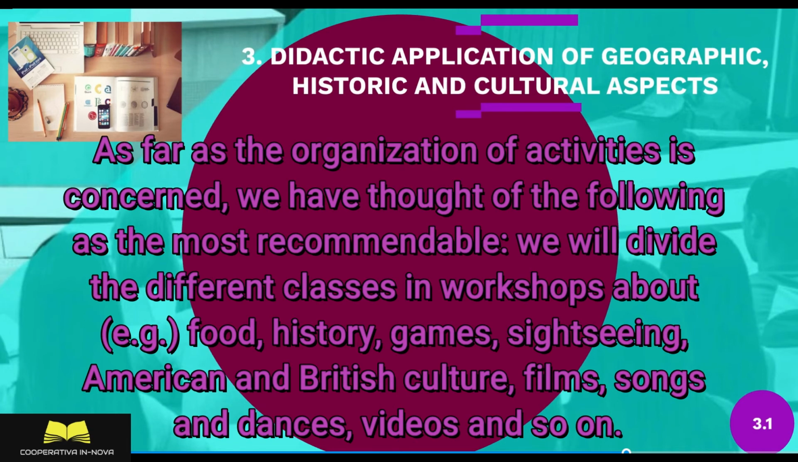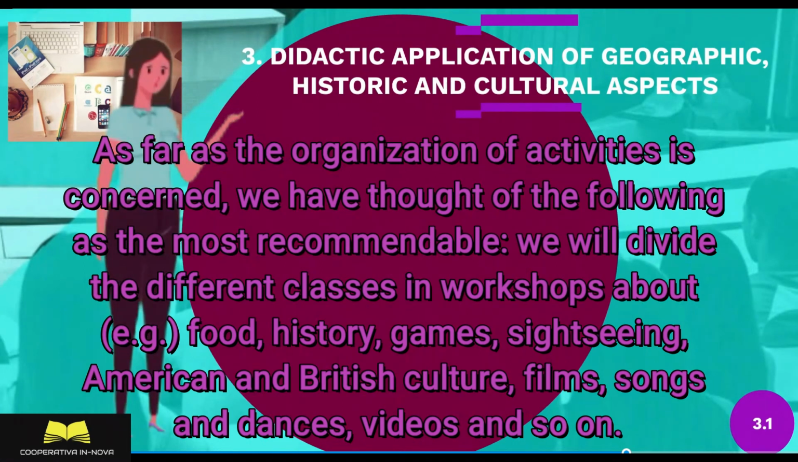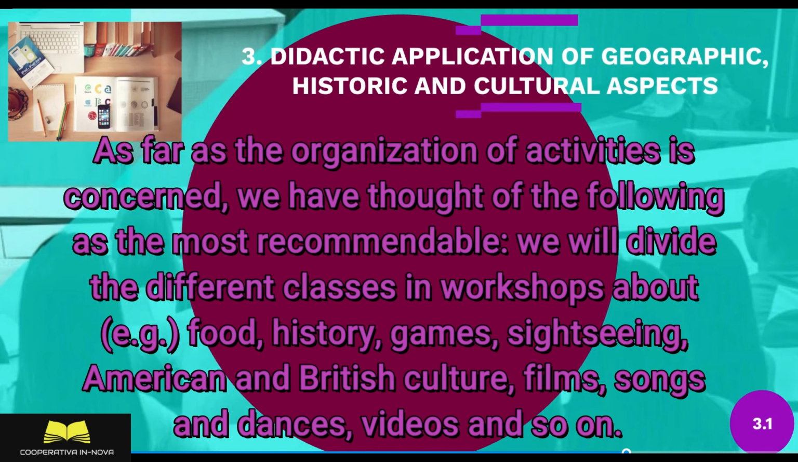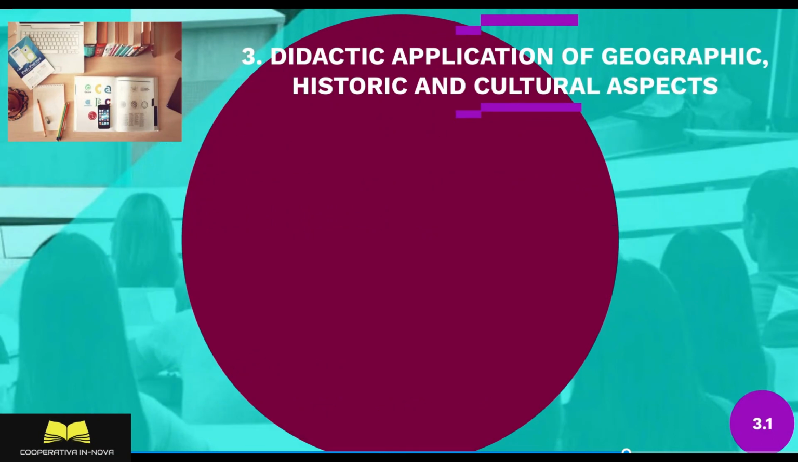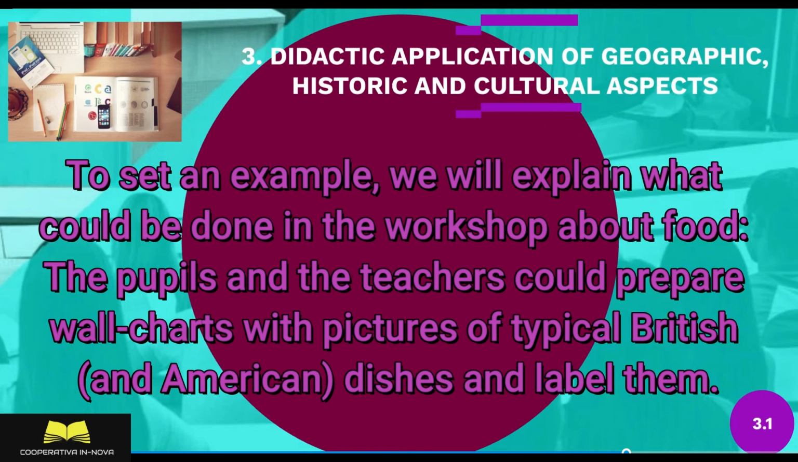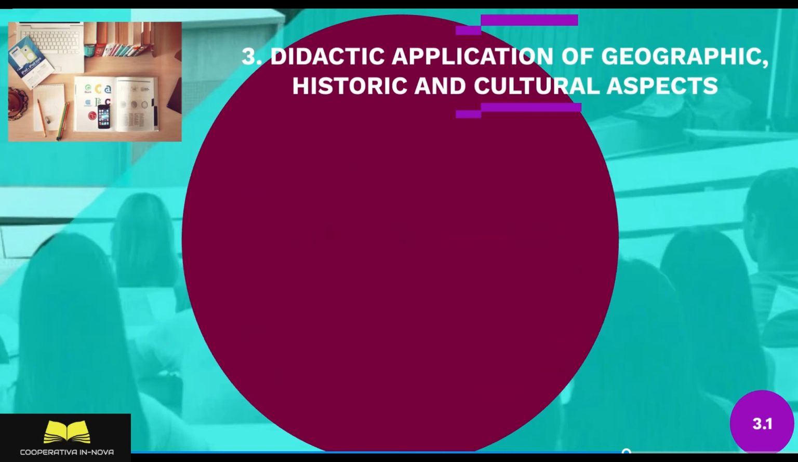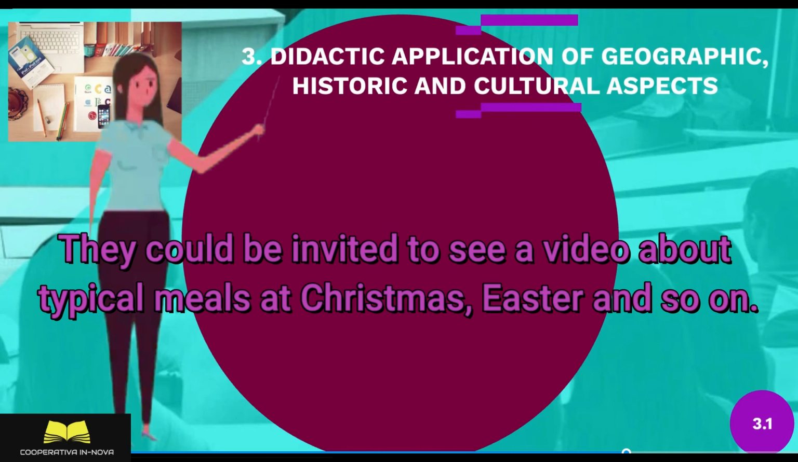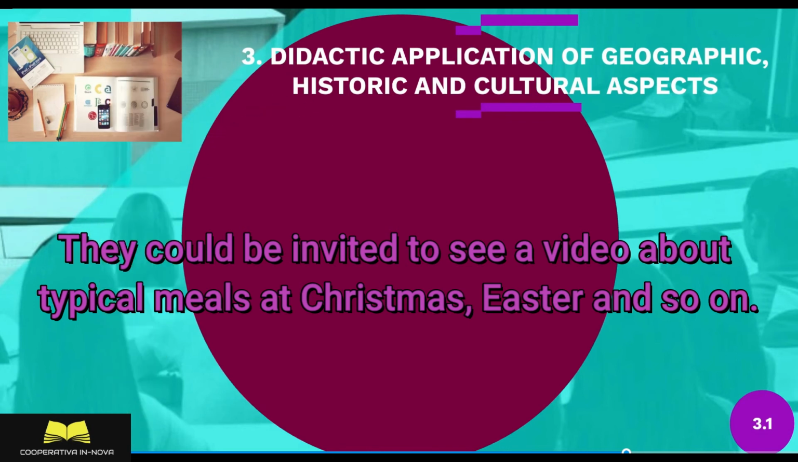As far as the organization of activities is concerned, we have thought of the following as the most recommendable. We will divide the different classes in workshops about, e.g., food, history, games, sightseeing, American and British culture, films, songs and dances, videos and so on. To set an example, we will explain what could be done in the workshop about food. The pupils and the teachers could prepare wall charts with pictures of typical British and American dishes and label them. They could be invited to see a video about typical meals at Christmas, Easter and so on.